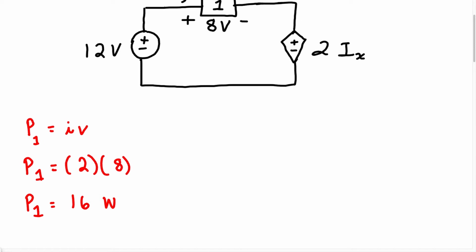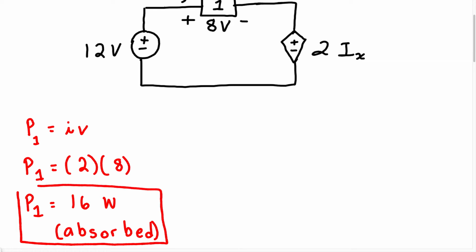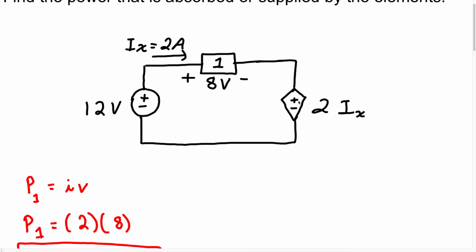And because it's a positive power, we know this element is going to be absorbing power. So I'm just going to write absorbed. So this is the answer for our first element. Okay, now let's look at our second element, which is going to be a dependent source. This is a current-controlled voltage source.